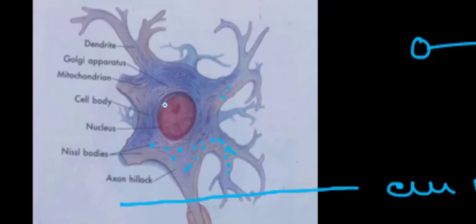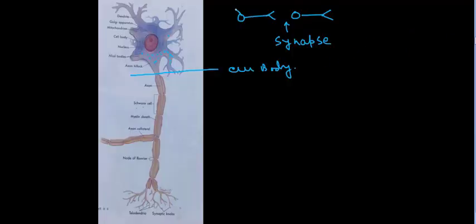Here this is the cell body, and the many branches from this cell body are called dendrites. In a neuron the long branch is called the axon. The dendrites receive impulses from another neuron, or they can receive impulses from a receptor. This is the function of the dendrites, and the Nissl bodies may be distributed over the dendrites.